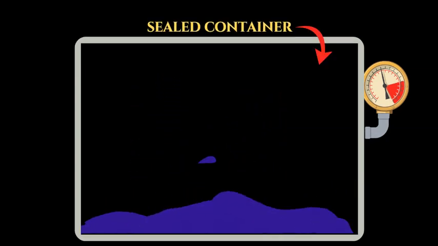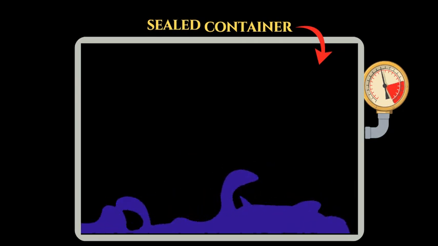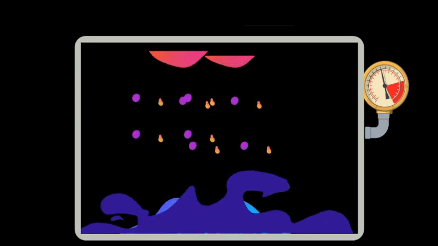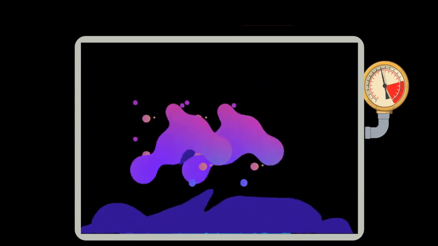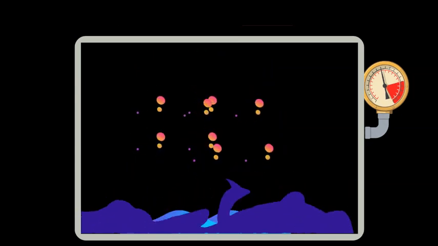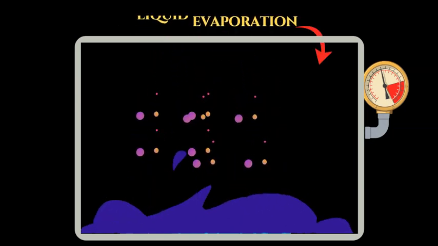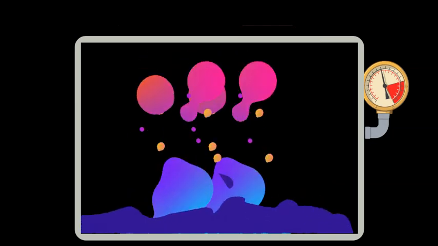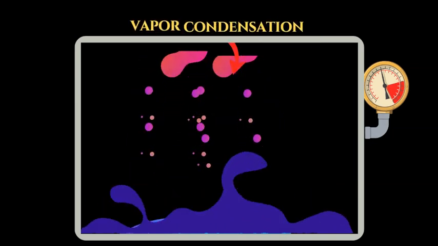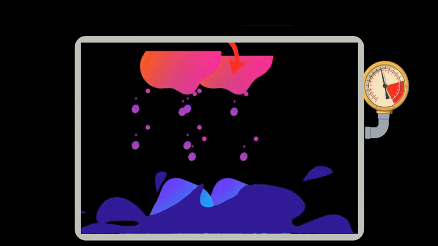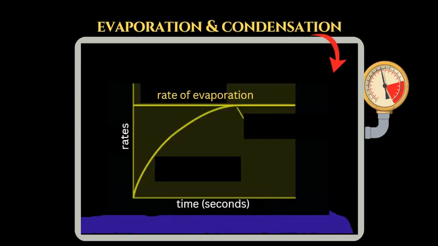Imagine you have a liquid in a sealed container. Some of the molecules at the surface of the liquid have enough energy to break free from the liquid and become vapor. This process is called evaporation. At the same time, vapor molecules lose energy and return to the liquid phase, a process known as condensation. Initially, evaporation happens faster than condensation, so more molecules enter the vapor phase. But as the number of vapor molecules increases, the rate of condensation also increases.